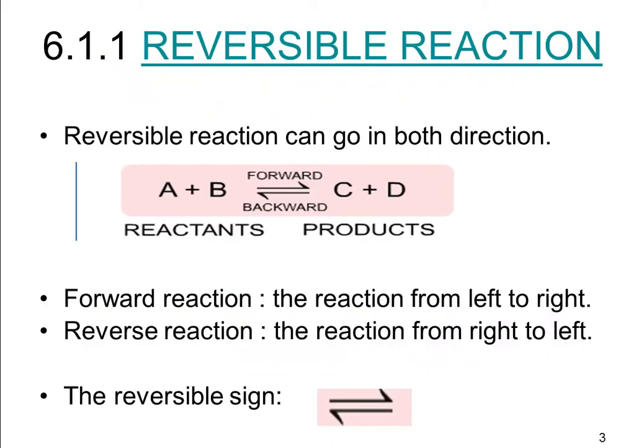Reversible reaction. So what is a reversible reaction? A reversible reaction is a reaction that can take place in both directions. This means the reactant can produce product, and once the product is produced, the product will decompose to produce the reactant. Forward reaction is the reaction from left to right. Reverse reaction is the reaction from right to left. And the sign of a reversible reaction is shown as forward and reverse single-headed arrows.